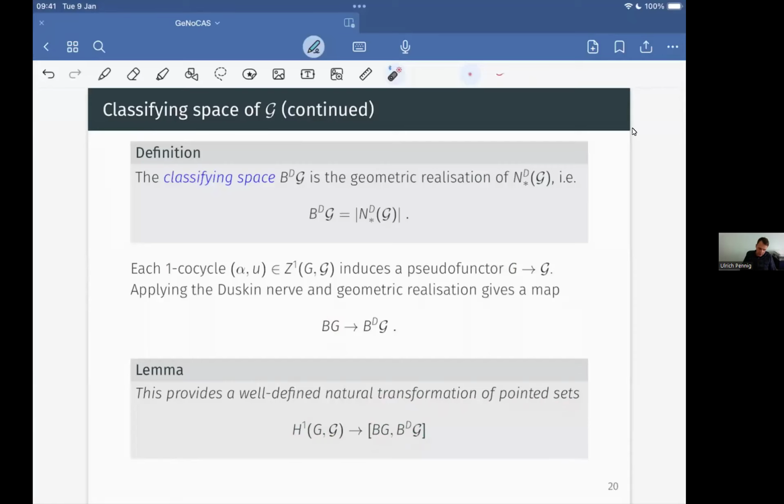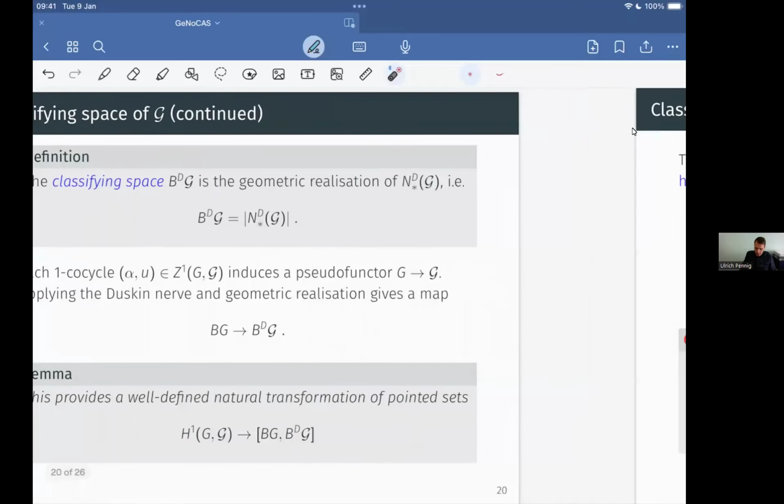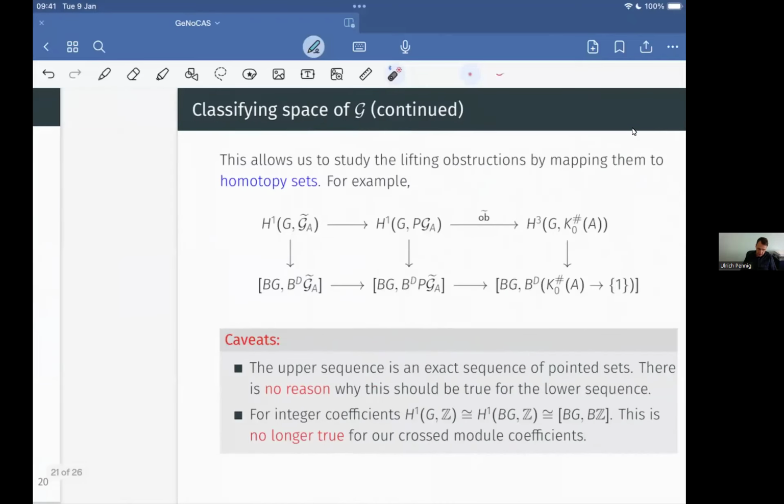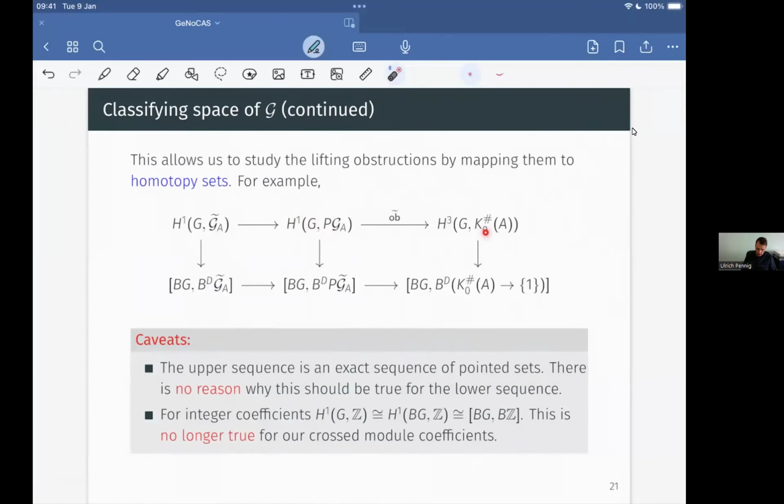But what you can then do is you can map these cohomology sets that you get from the lifting obstructions. You can map these to homotopy sets like this. And instead of studying this first sequence, you could try to first study the second sequence and then hope that these maps are good enough to tell you something about what's going on.